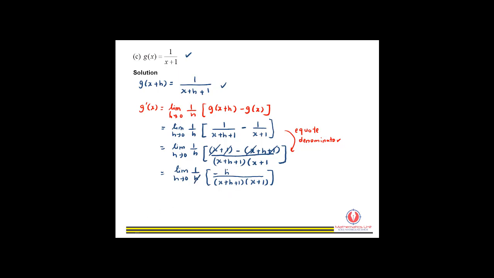Okay, then we can simplify h. So finding the limit of negative 1 over x plus h plus 1 times x plus 1. Then we will substitute h equal to 0. So this one is equal to 0. Then we will get negative 1 over x plus 1 times x plus 1, or we also can write negative 1 over x plus 1 squared. Okay, so this is our final answer.